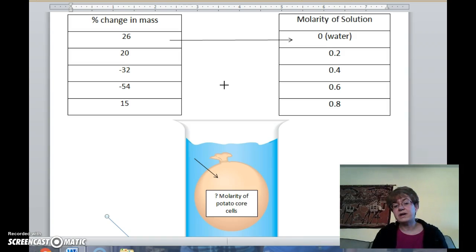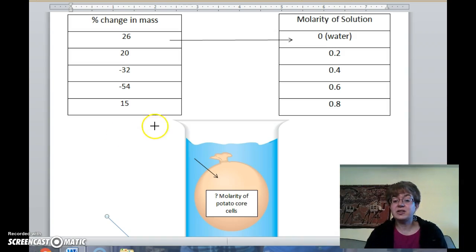Well, I know that as I start increasing my molarity, then I should gain a little bit less mass. And I know this because as my amount of solutes outside of the water starts to increase, it will get closer to the amount of solutes that I have inside of my potato core. So let's try to figure out what my percent change of mass will be for my 0.2 sucrose solution that my cells were in.